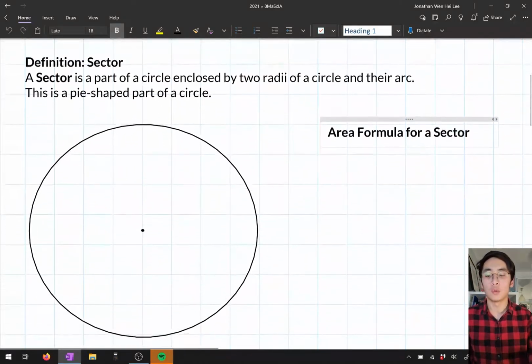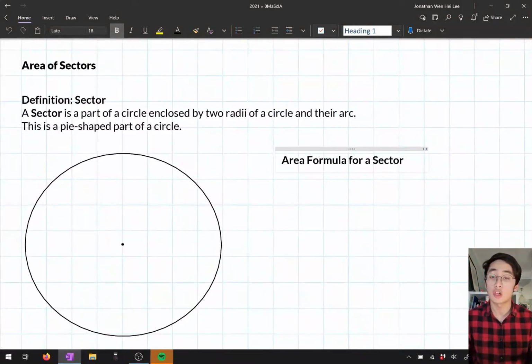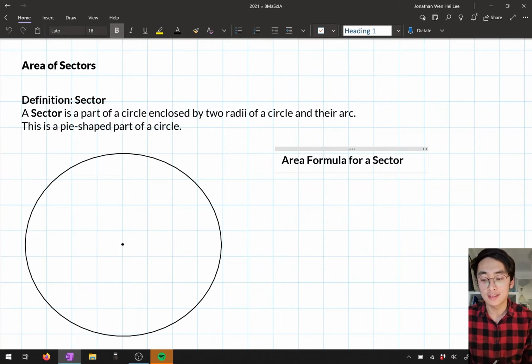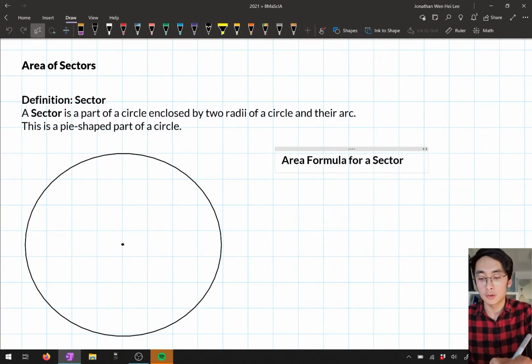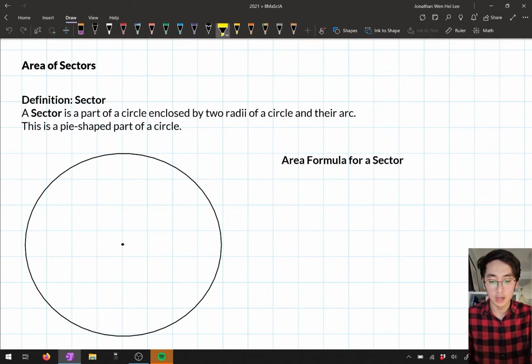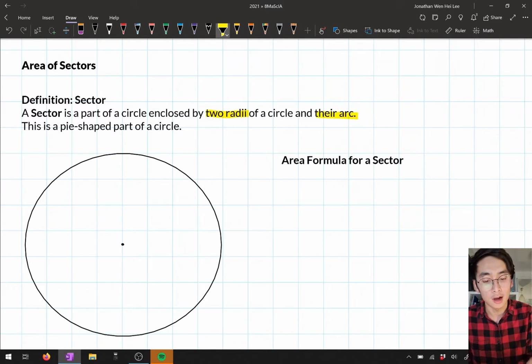First thing we need to talk about is what a sector is. Now here's a quick definition for what a sector is. A sector is a part of a circle enclosed by two radii. So I'm going to just highlight a few key phrases here. Enclosed by two radii of a circle and their arc. So two radii of a circle and the arc.